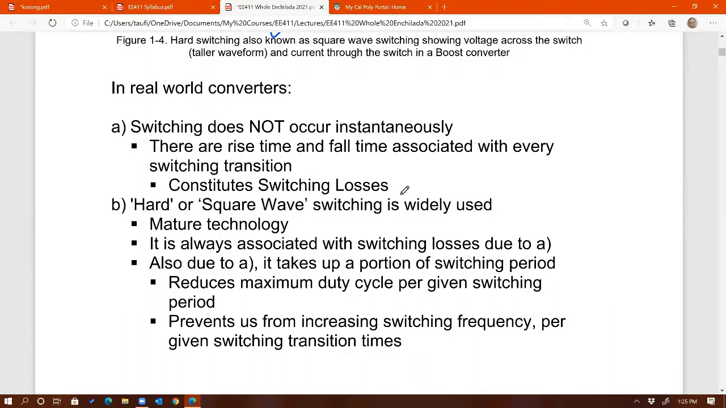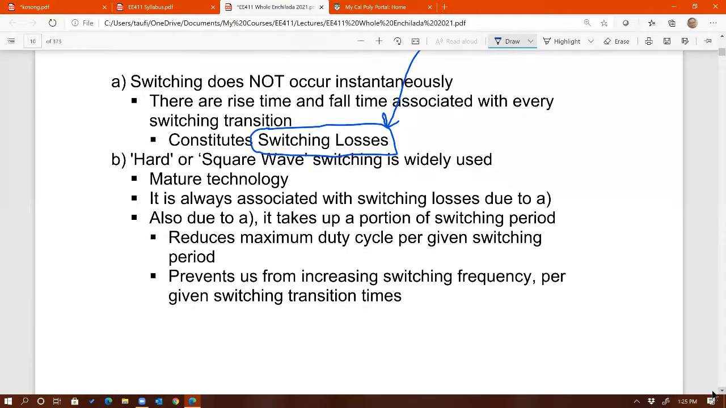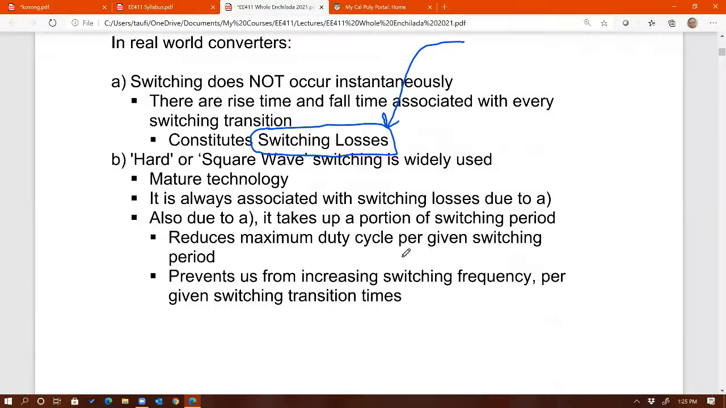Right? So the fact that the switch does not instantaneously turn on and off would again create switching losses. So that's the cost. Okay, that's the cost of switching losses. Remember earlier I said we need to understand switching losses. So now we understand that the cost of switching losses is coming from rise time and fall time associated with every transition of the switch turning on and off. That's the cost of switching loss.